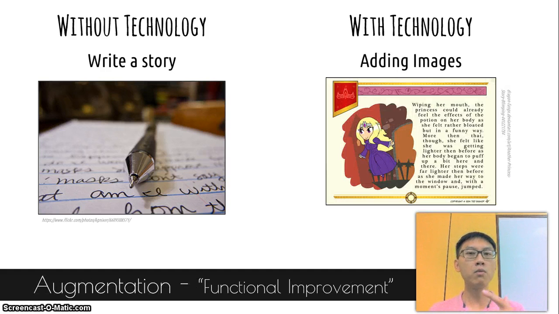Now let's move on. When we move on to augmentation, this is where there are functional improvements to the task itself. So instead of just typing out the story, we can add images to enhance the whole experience for the reader. And also as students create, they need to think, what kind of image do I need that will complement my story? They also need to search for images and put them nicely in a format that is readable. So these are some things that we can do at the next level. Instead of just typing out the story, they are going to add an image to it.